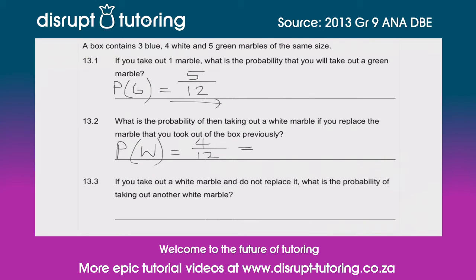If we simplify that, it's always good mathematical practice to simplify. We could write it as 1 over 3, okay? I urge you guys always to write it in its simplest form. You will lose a mark if you haven't done that.